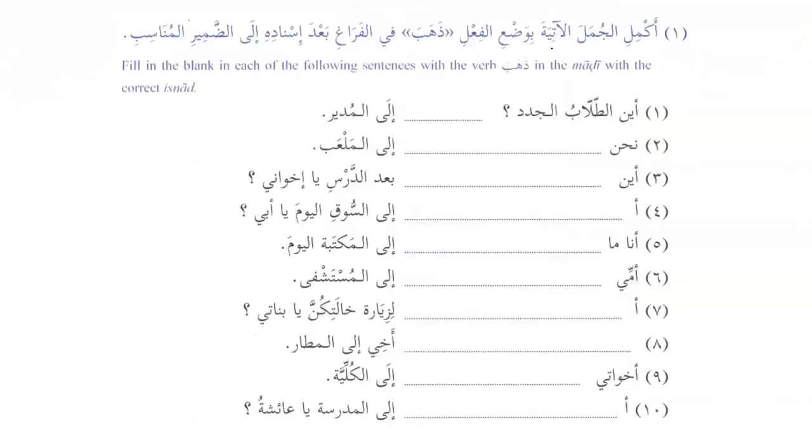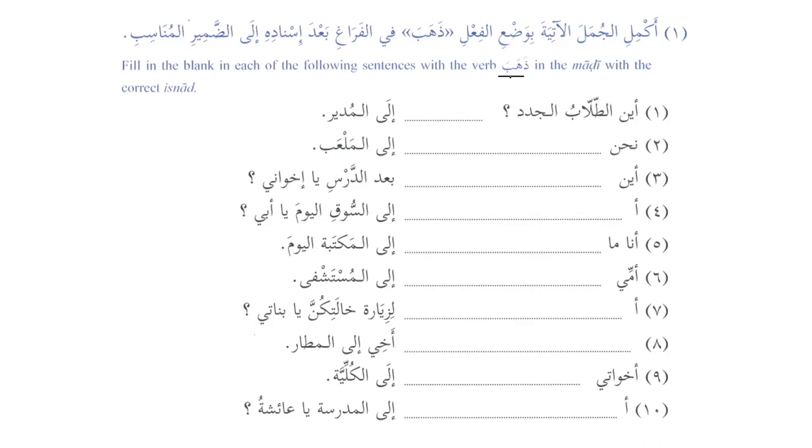أكمل الجمل الآتية. Now you have to complete the following sentences بوضع الفعل ذهب, by putting the verb ذهب في الفراغ, in the blanks, بعد إسناده إلى الضمير المناسب, after conjugating it to the suitable ضمير, يعني pronoun. So now we have to fill in the blanks with the conjugation of ذهب in the past tense, making sure that we use the proper conjugation.